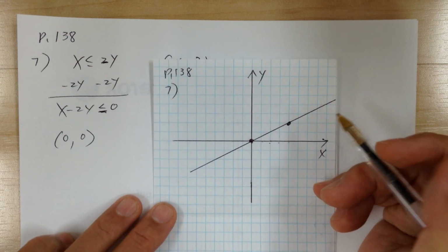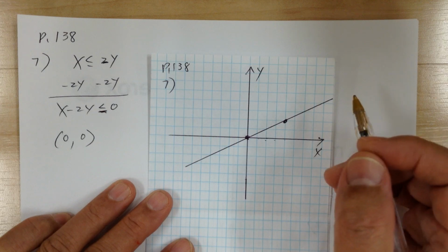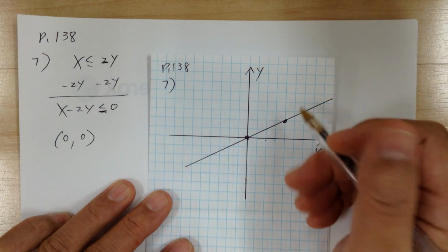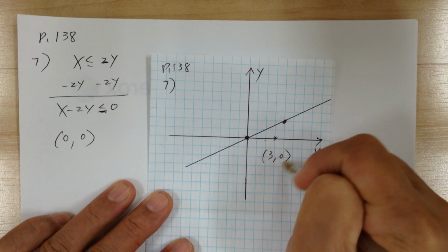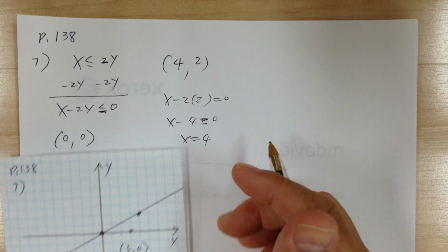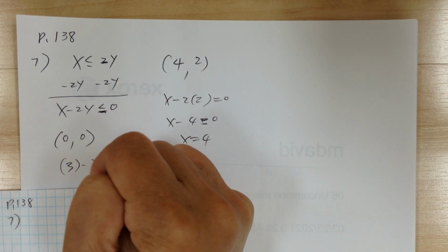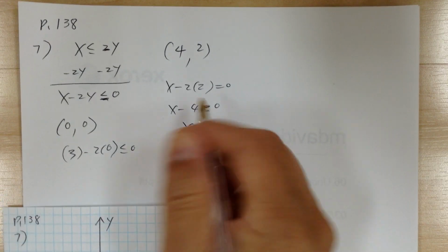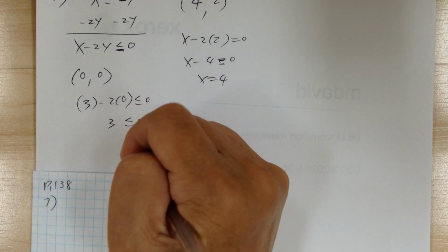Okay, now you have to do shading. So you choose a testing point that is not on the line. Again, you can choose any point. So let's say you choose this point, this would be 3, 0, right? So you put it back in the inequality over here. You're going to get 3 minus 2 times 0 less than or equal to 0. So you're going to get 3 less than or equal to 0. Okay, so this is false.